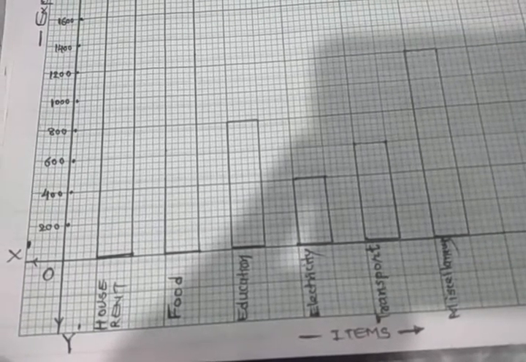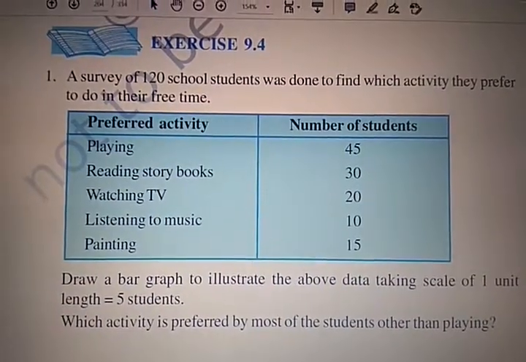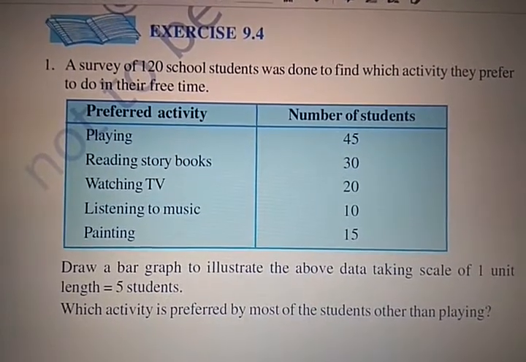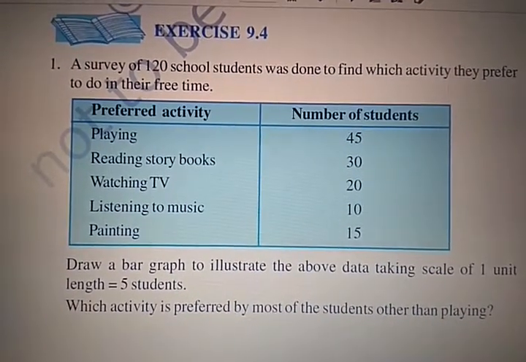Students, you take the graph paper or purchase the graph paper from the stationery shop and do it and attach it in my book separately. Okay, so this way you can draw the remaining graphs of different questions. Okay, now we move to the next question. Exercise 9.4, question number 1.